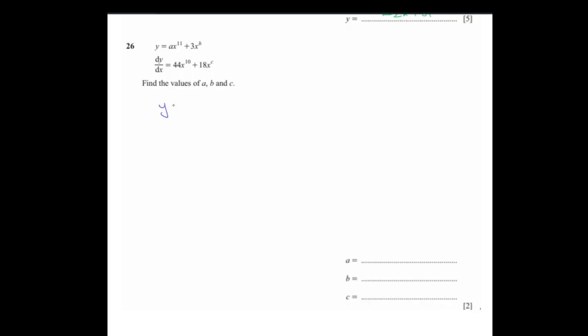Okay, so first let us do the differentiation for the given expression here. a into x raised to 11 plus 3 into x raised to b, which is, if you do dy by dx, is equal to 11 into a into x raised to 11 minus 1 plus b into 3 into x raised to b minus 1. So this will be 11a x raised to 10 plus 3b x raised to b minus 1. So now you equate this to the given dy by dx, that is 44 x raised to 10 plus 18 x raised to c.